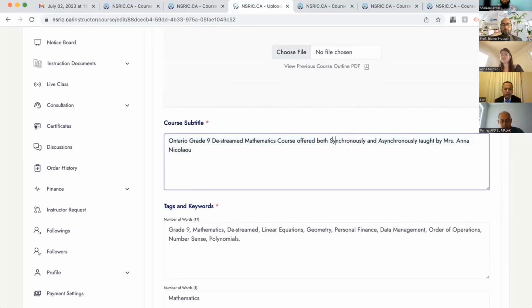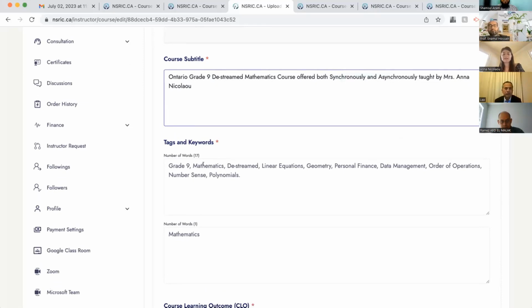I put that it is taught both synchronously and asynchronously, and that's what's being offered here. Then we have tags and keywords. So maximum is 30 for these.